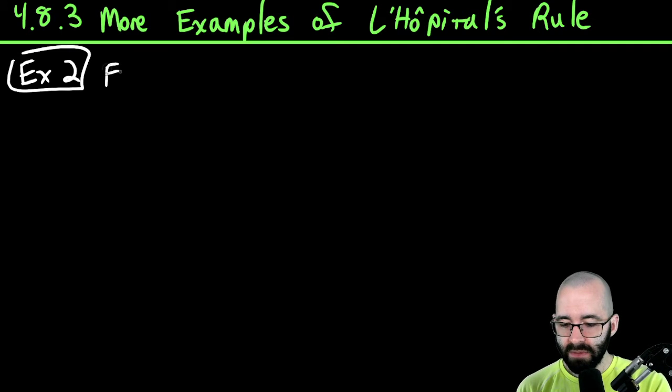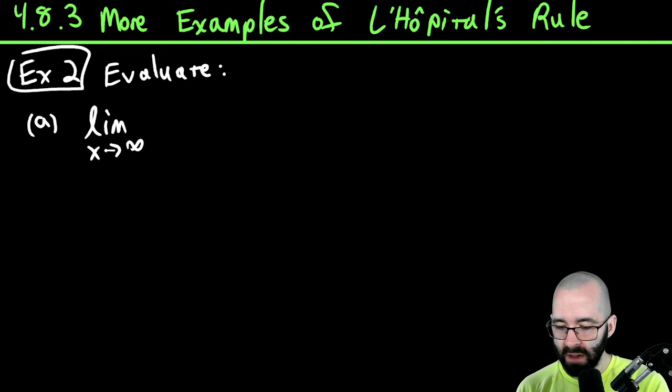Example 2, evaluate the following limits. Part A, the limit as x goes to infinity of e to the 1 over x minus 1 over 1 over x.